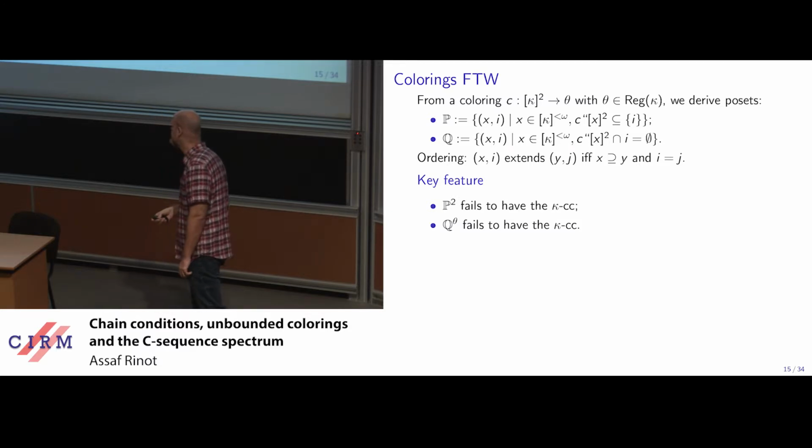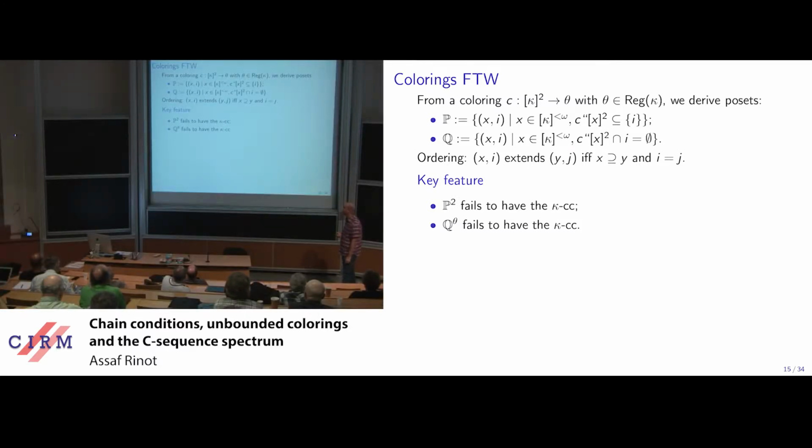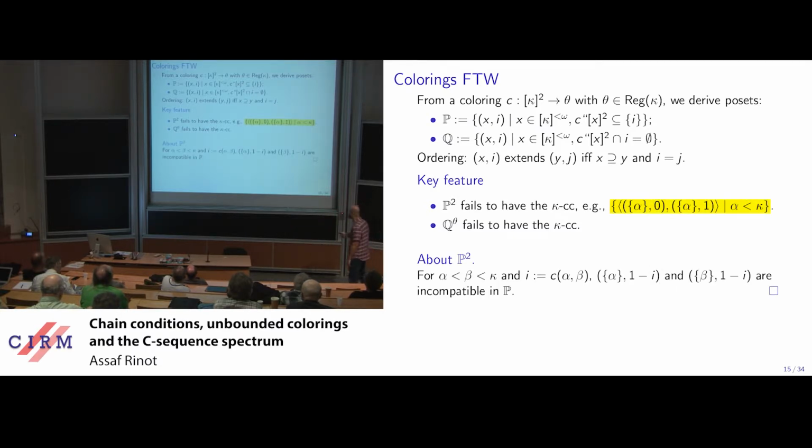And the key feature here is that the square of P fails to have the kappa-cc, and the theta power of Q fails to have the kappa-cc. I didn't assume anything about the coloring. I'm just saying that this is always the case. Let's see why. In the case of P squared, look at the following kappa-size subset of the second power. I'm looking at ({0}, {1}) pairs, that is, singleton alpha, singleton alpha. I'm claiming that this is a kappa-size antichain in the square. Why is it so? Given any alpha and beta, they get some color i, say it's 1. And then if you look at the other coordinate, say coordinate 0, then they will not be compatible. So there has to be one coordinate where they are incompatible. So the square is not kappa-cc.